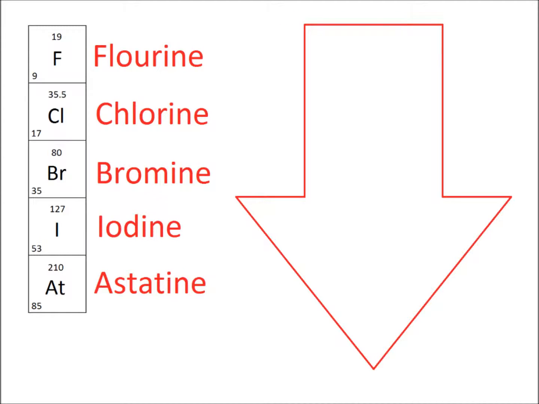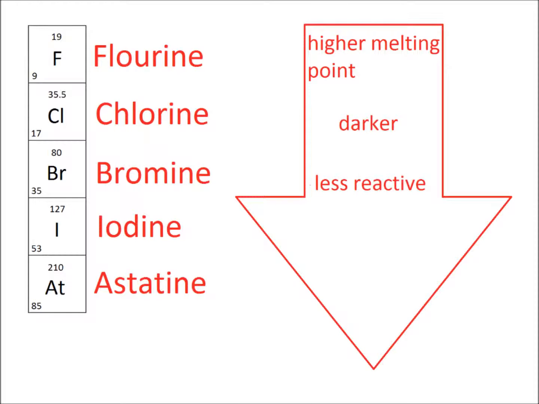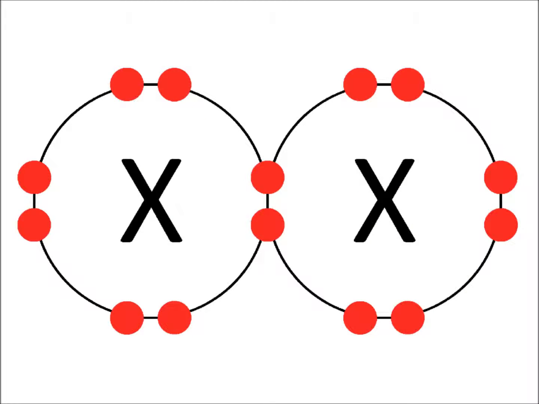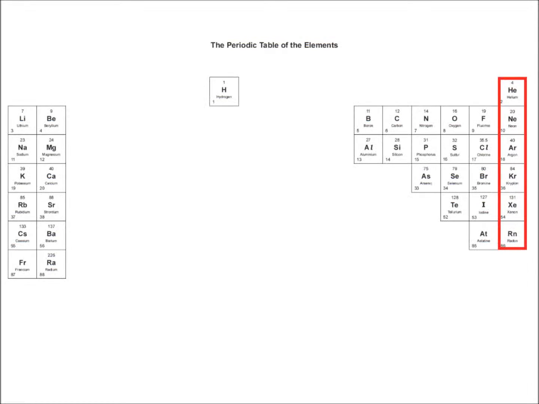The lower down the group, these elements have a higher melting point and become darker and less reactive. All halogens are diatomic, which means that they exist as molecules of pairs of the same atom, not as atoms alone. Group 0, or Group 8.